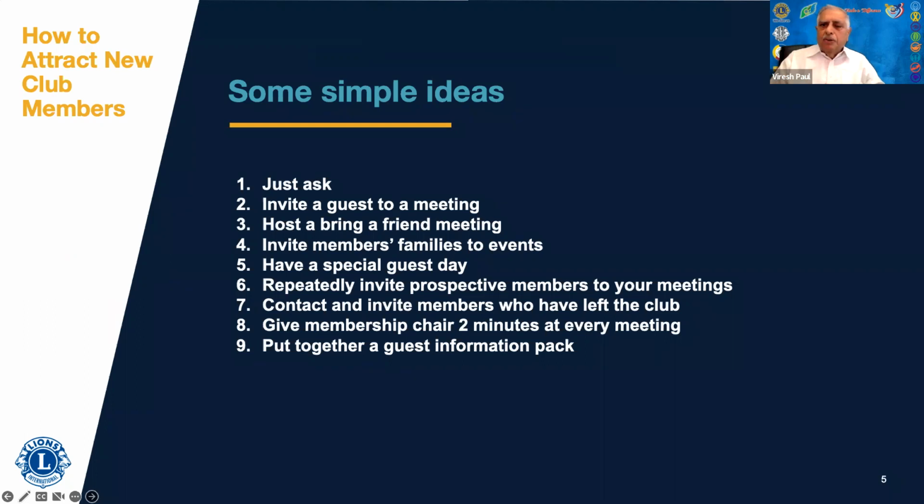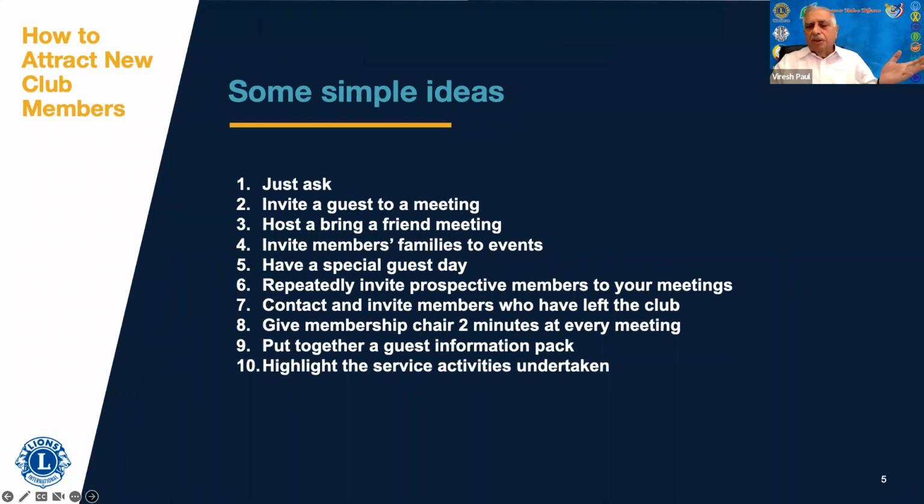You know, when you go to seminars or meetings, they always have these fancy packs to give you, to take back with you. You read them at your leisure, and that's the way you promote interest in your club. So that's the way you attract new members.